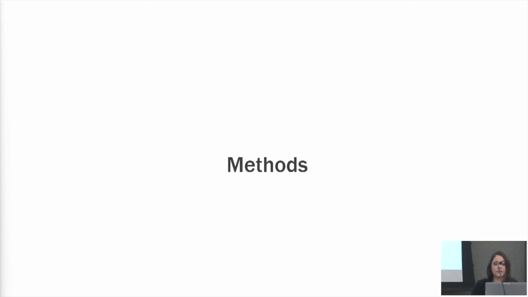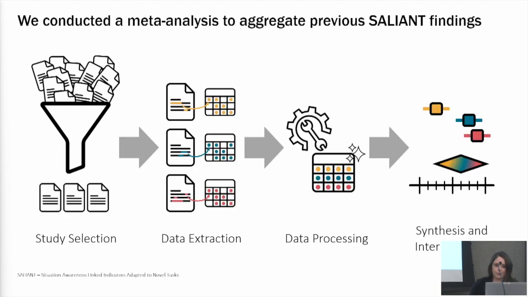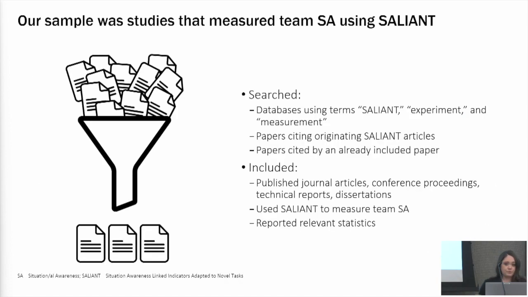So to conduct this meta-analysis, we went through your typical meta-analytic steps. We came up with a set of inclusion and exclusion criteria. We found relevant statistics for each of those. We processed that, and we came up with some framework for quantifying and aggregating and comparing those.